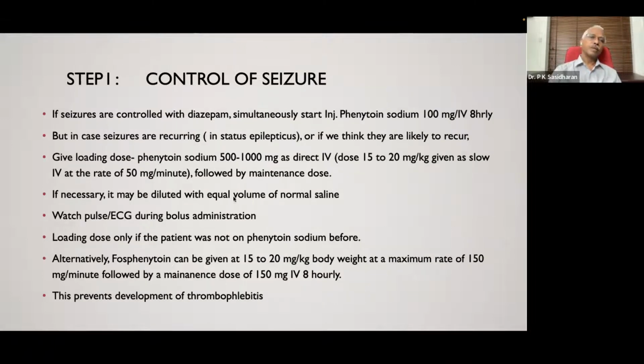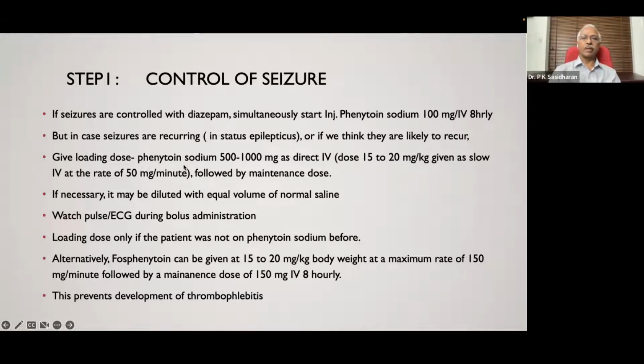arrest. If the seizures are controlled with the diazepam, simultaneously start on phenytoin sodium, 100 milligram 8 hourly. But if the seizures are occurring, as in a status epilepticus, or if you think they are likely to recur, then you give a loading dose of phenytoin. That is 500 to 1000 milligram as a direct intravenous dose. It is given as 15 to 20 milligram per kilogram, as a slow IV at the rate of 50 milligram per minute, followed by a maintenance dose of 100 milligram 8 hourly.